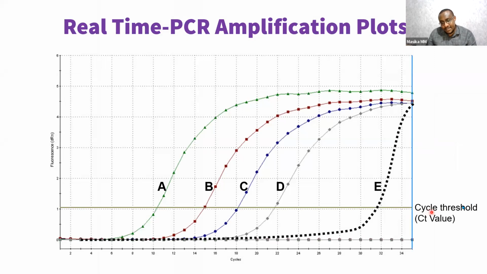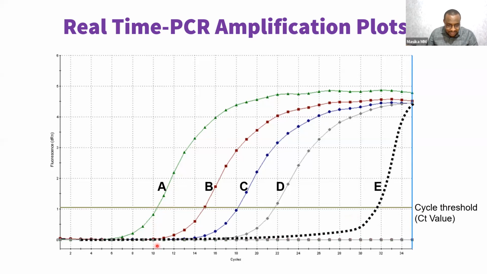The threshold here is a cutoff line. So if any sample goes above this threshold, you can see this is one. It is considered to have detectable double-stranded DNA. And the earlier the DNA is detected, it means the more template you had available. So the CT value is not this value here. This is the cycle threshold. It is the line that determines the CT value. So if you come for A, the CT value is where the line A crosses this threshold.